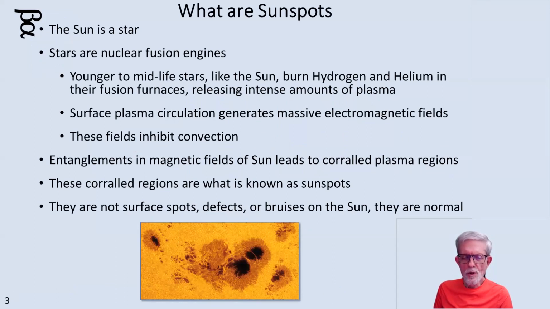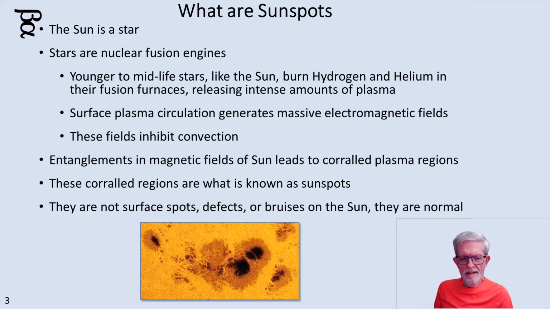Stars are nuclear fusion engines. Stars that are younger or midlife, like our sun, burn hydrogen and then helium in their fusion furnaces, and they release intense amounts of plasma, electrically charged gaseous material. It's released at high energy and high pressure, and the outer surface of the sun is just a giant ball of plasma.